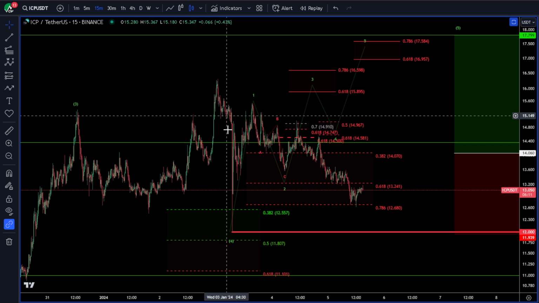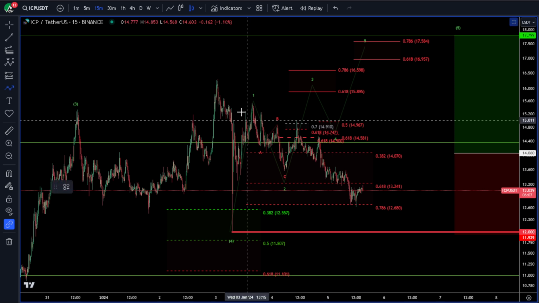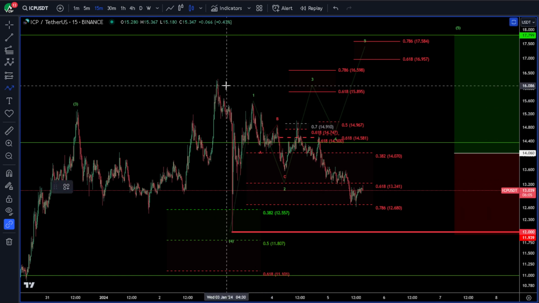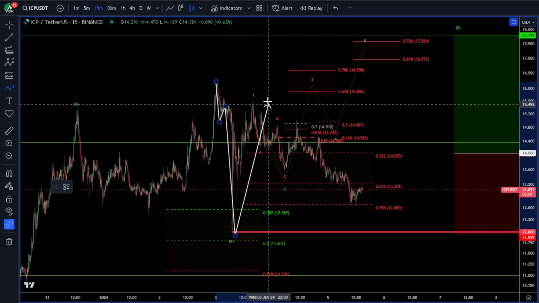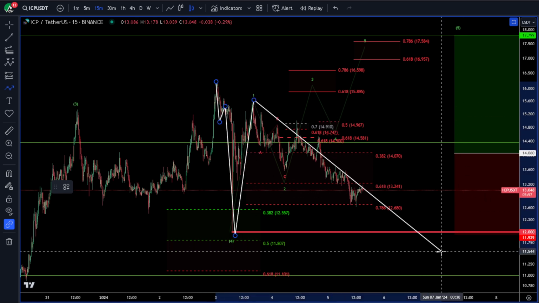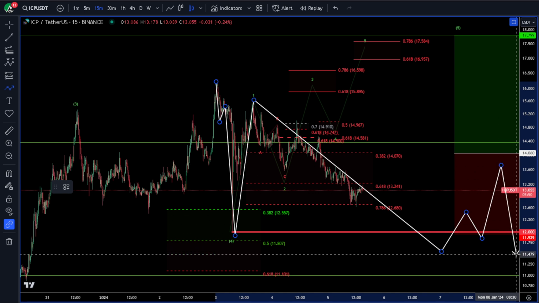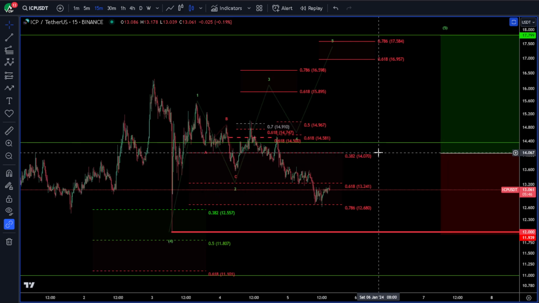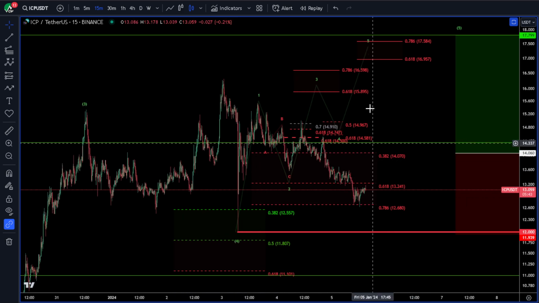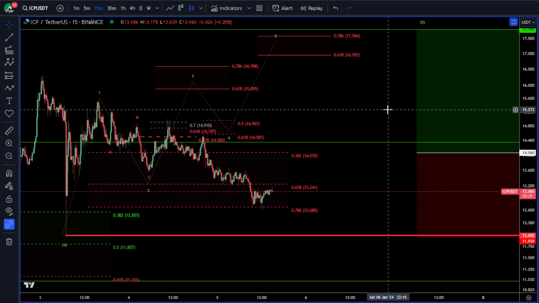Now if this correction gets bigger, and how we would move to the downside is if this is a WXY over here, then we'd have to relabel that fifth over, and then I would expect us to actually start moving to the downside correctively. Just kind of a slow grind. But because I think we need this move up, I'll explain how this changes things.